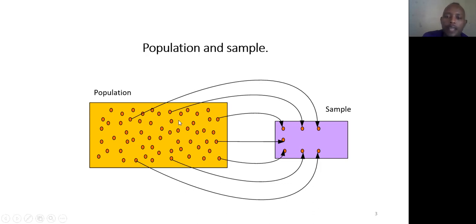The way that we collect or bring out certain elements to include in our study is called sampling. The way that we obtain a sample from a population is called sampling or sampling procedures.